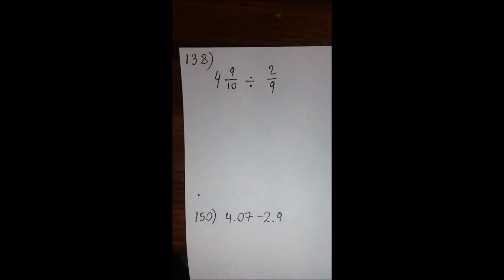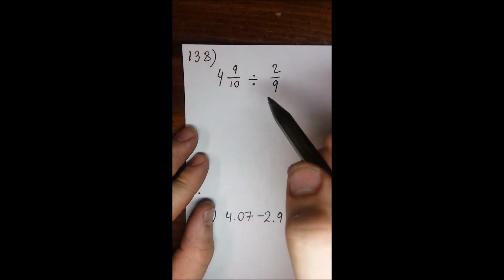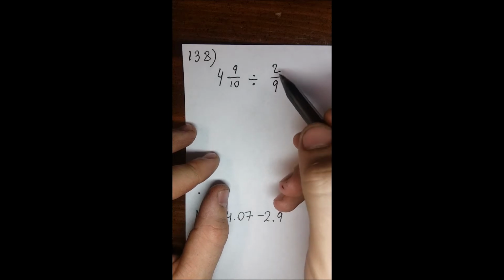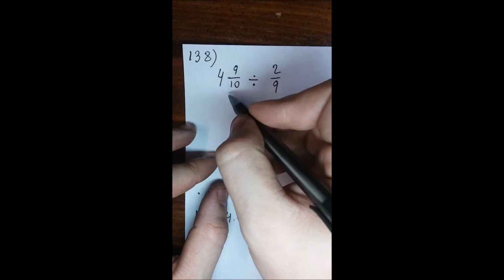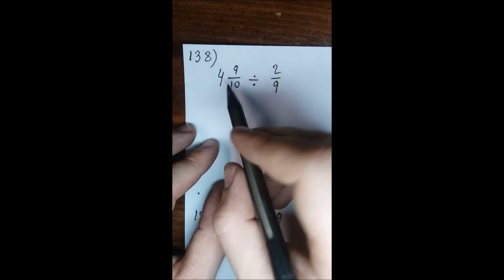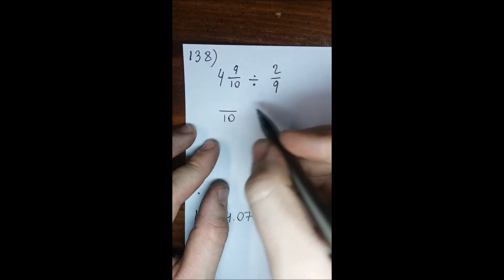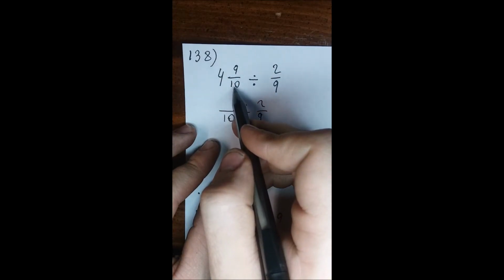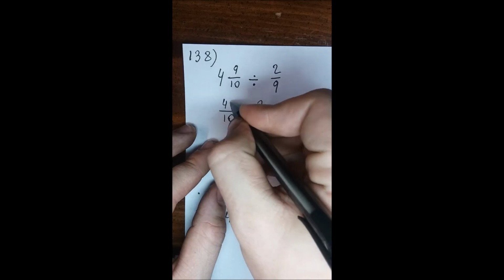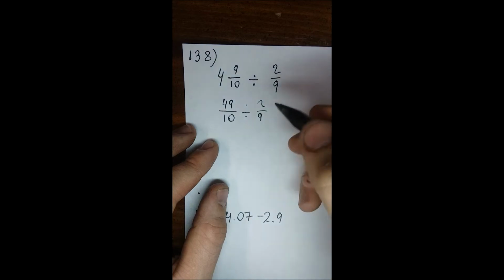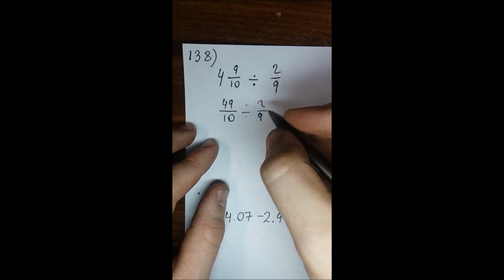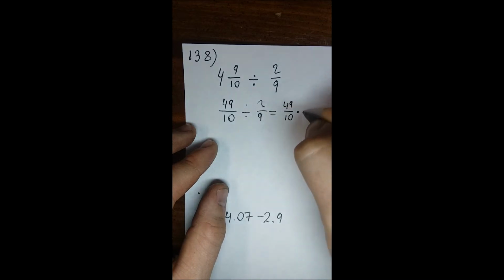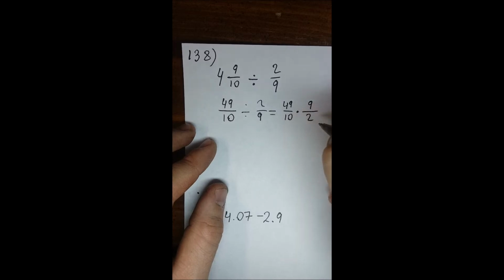We're going to do some more division problems. Number 138. You get a mixed number, divided by 2 over 9. So first of all, convert the mixed number into an improper fraction. Again, multiply, and it's going to be over 10, divided by 2 over 9. So 4 times 10 is 40, plus 9 is 49. Divided by 2 over 9 is the same thing as 49 over 10 multiplied by 9 over 2.